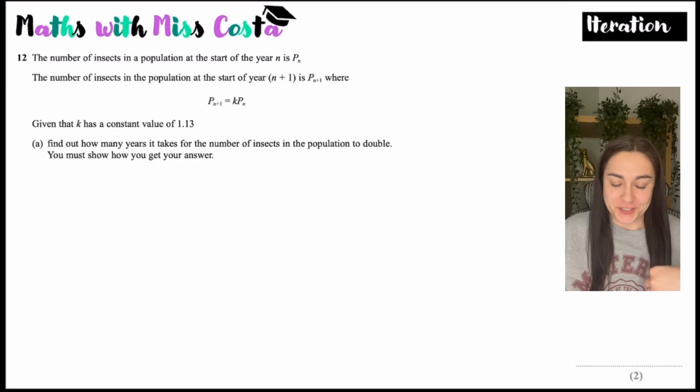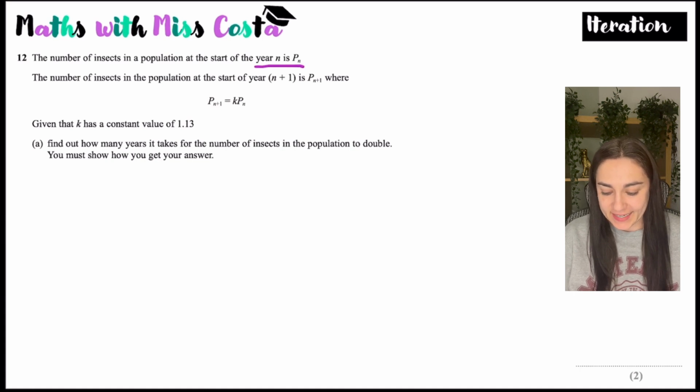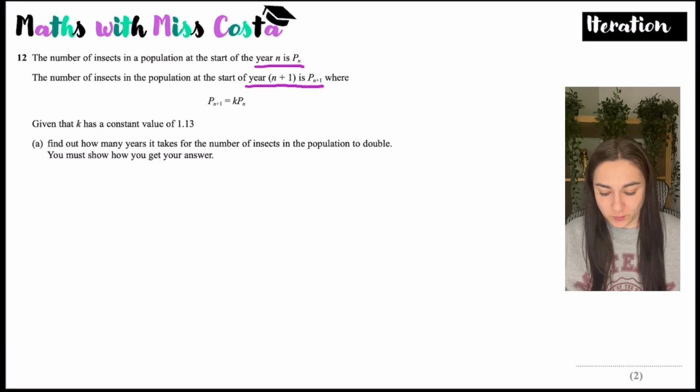So in this question, I am told that the number of insects in a population at the start of the year n is Pn. So n is the beginning of the year. The number of insects in the population at the start of year n plus 1 is Pn plus 1, where Pn plus 1 equals K Pn.